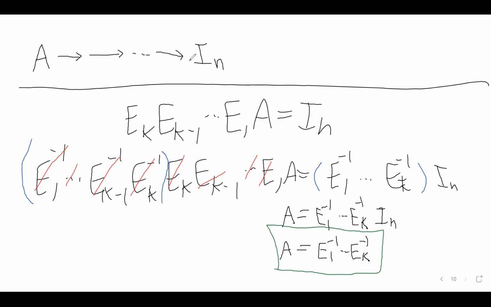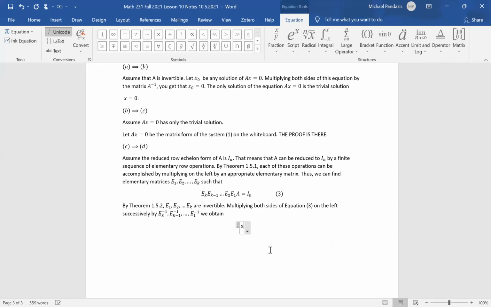Make sense? So we obtain that A is equal to what I just wrote down: E1 inverse, E2 inverse, dot, dot, dot, E sub k inverse.